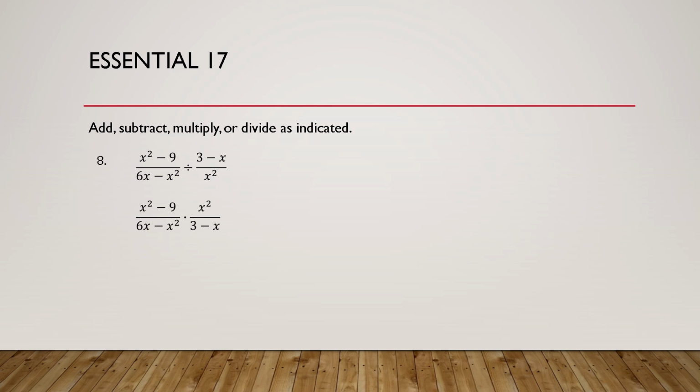When looking for terms to cancel, we need to factor each term completely. Since we are multiplying, canceling can be made between either numerator and either denominator.